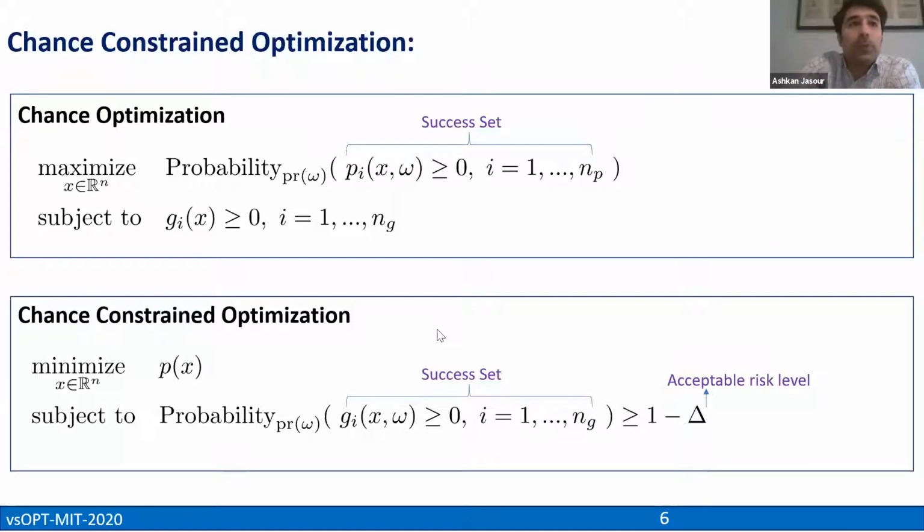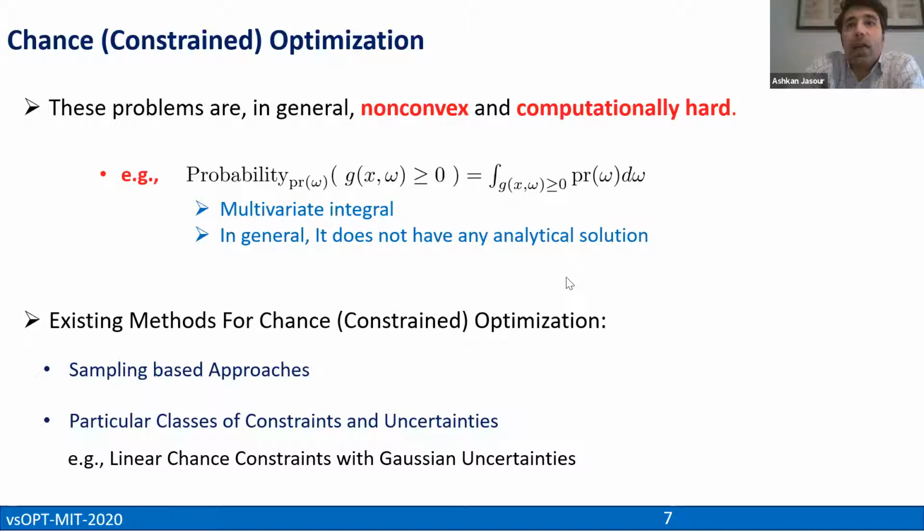Now, these optimizations, chance optimization and chance constraint version, are in general non-convex and computationally hard to solve. And one reason for this is that in these problems, we need to deal with probabilities, and this involves dealing with multivariate integrals with respect to the probability distributions over, in general, a non-convex set. Such an integral doesn't have any analytical solution, so in general, it's hard to deal with. Existing methods to address chance optimization problems are mainly based on sampling-based approaches, like Monte Carlo sampling techniques, or they only address a particular class of constraints and uncertainties. For example, linear chance constraint with Gaussian uncertainties.